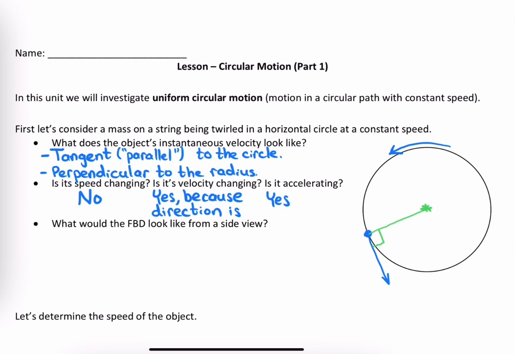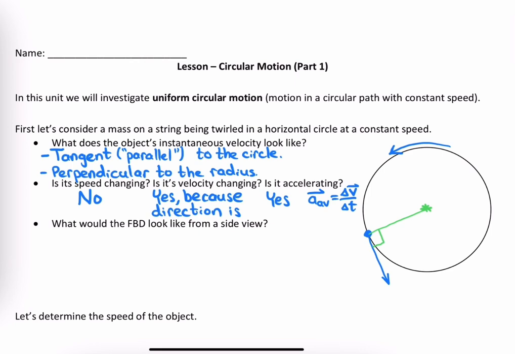In fact, you might remember that the definition of acceleration, or of average acceleration, is change in velocity over change in time. So as long as the velocity of something is changing, it has acceleration. And this mass on the end of a string is no exception. Now the next thing I'm going to ask about is what would the free body diagram look like from a side view? So we've been looking at this from a top view, but let's go and look at a side view.